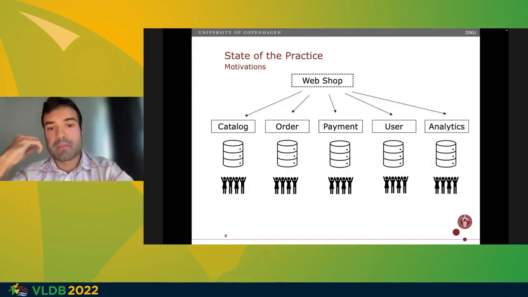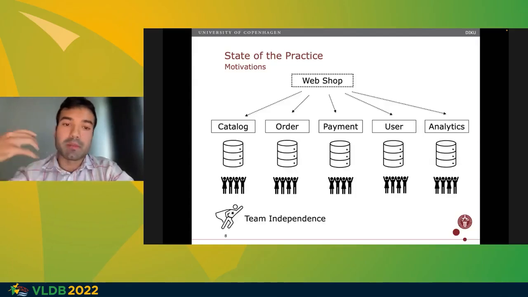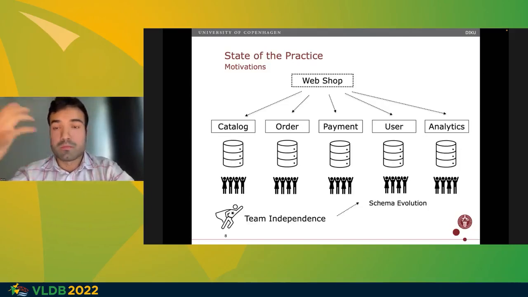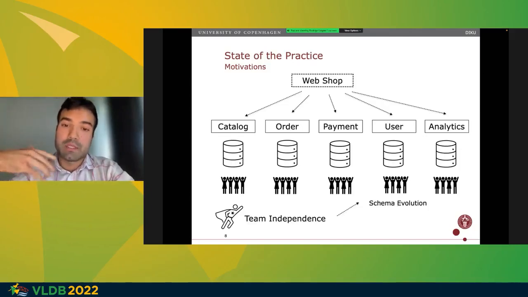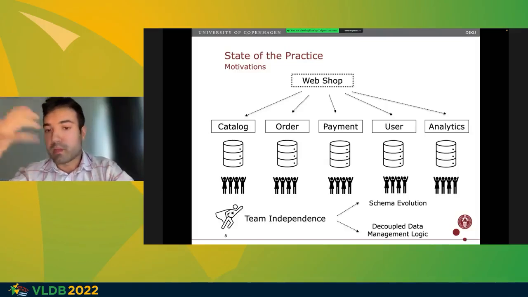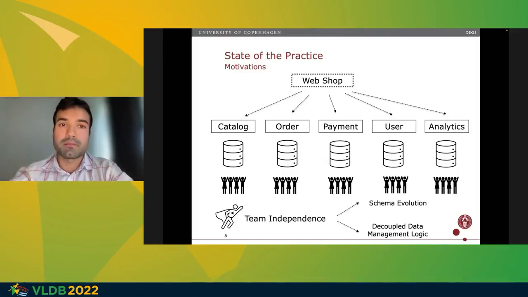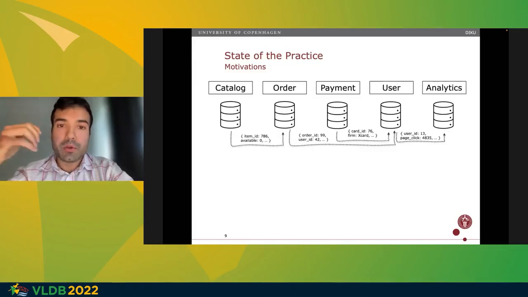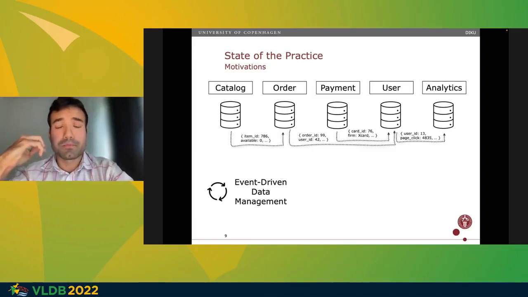Next, again because of this decomposition, we also naturally gain team independence. So different teams can work on their own microservice. We can derive from that the independent schema evolution of each one of these applications, and also the evolution of the data management logic that belongs to each one of these applications. Right. Another important insight that we have gathered is the ability to share data across these microservices.